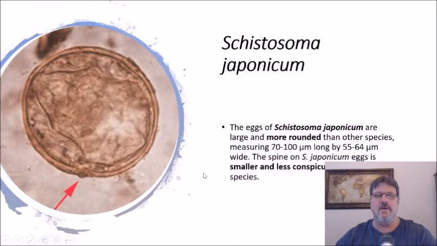And then there's Schistosoma japonicum. The eggs are large and more rounded than the other species. They're about 70 to 100 microns long by 55 to 64 microns wide. And they're going to have, whether you can see it or not is another question, a smaller, less conspicuous little spine or knob on one end. Clearly not as prominent as the spines on mansoni and haematobium.